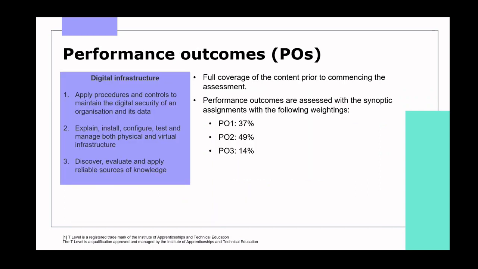Now, the digital infrastructure assignments are going to assess the 3 performance outcomes that you will be delivering during the year. You need to ensure that all content is delivered before students sit the assessment. The weighting of each of them is shown there, but the bigger emphasis is definitely on performance outcome 2, 49% overall, because the skills shown in that performance outcome are considered incredibly vital when working in a digital infrastructure role.